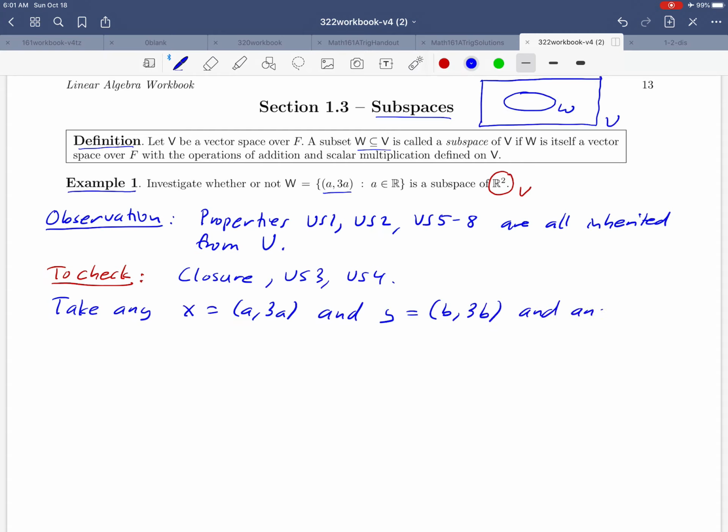Okay, and any scalar in R. Okay, then we start with vector addition. We'd like to show that x plus y is in W.